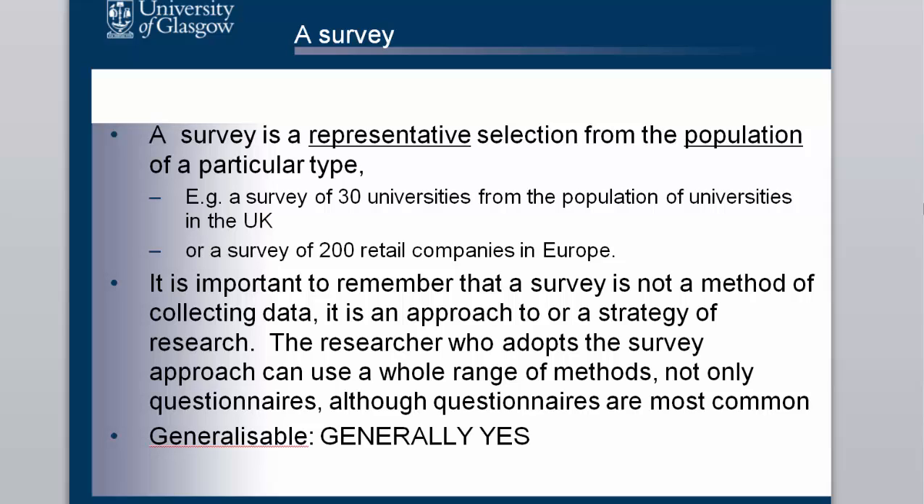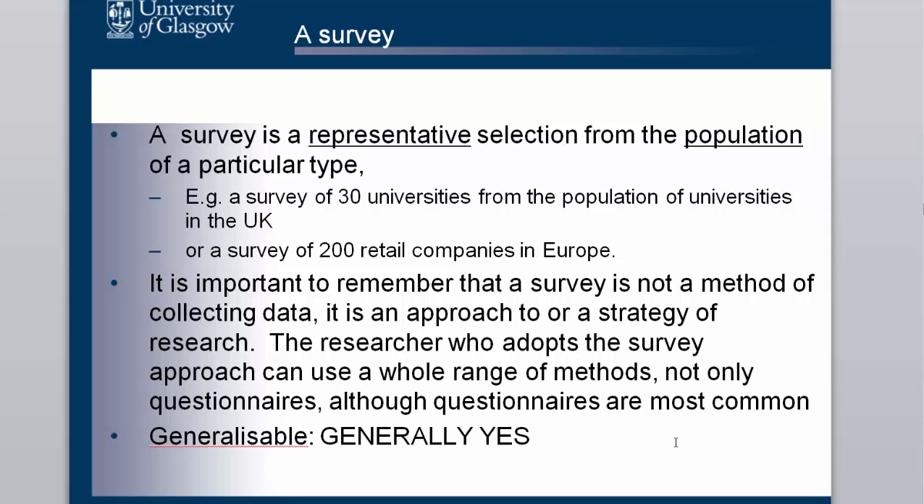Now, a survey. This one is very easy to confuse, because in common speech we use survey when we mean questionnaires. But you have to remember, survey is a strategy, it's not a method. Okay? The researcher who adopts the survey approach can use a whole range of methods, not only questionnaires. However, questionnaires are most common. Why are they most common? Because a survey research strategy generates generalizable conclusions, and generalizable conclusions rely on a large sample.